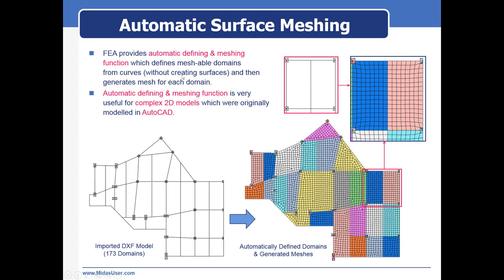Another advantage in FEA is automatic surface meshing. That is, when we import complex 2D geometries, then this feature is really helpful. We can directly mesh this plane without defining a surface here. We'll see this in the demonstration.